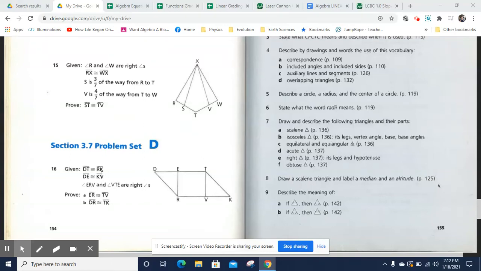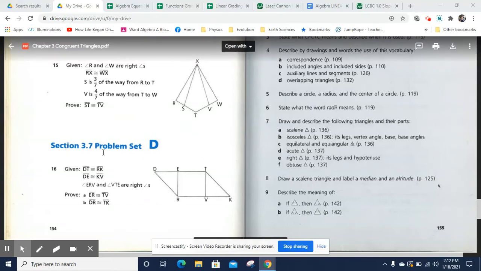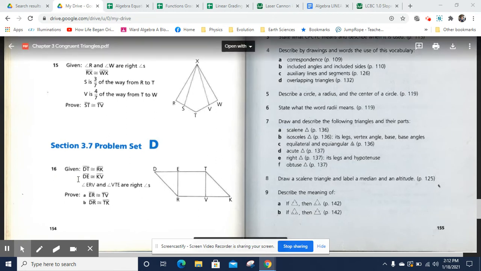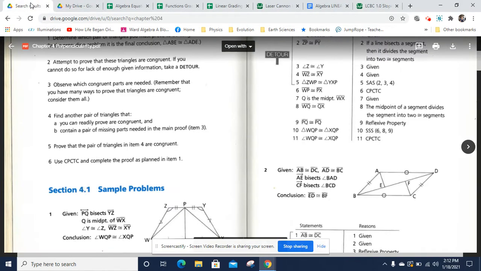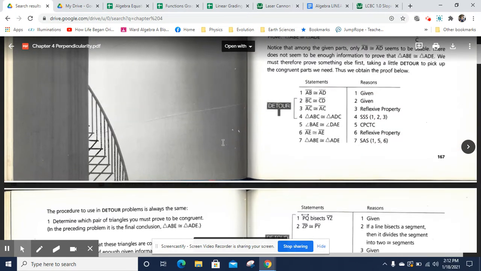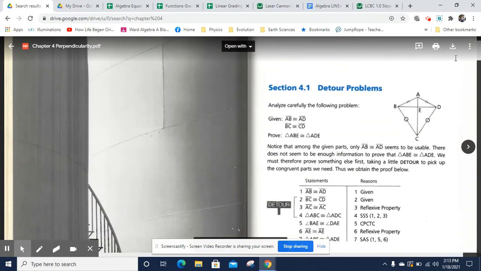I'm going to be talking about Chapter 4, but in order to talk about Chapter 4, I want to go back to 3.7 in Chapter 3, number 16. Number 16 illustrates a key concept of Chapter 4. In Chapter 4, we start off with the concept of a detour problem.